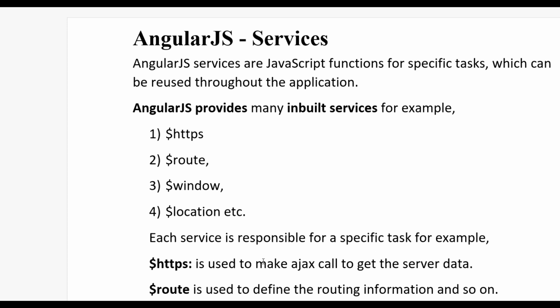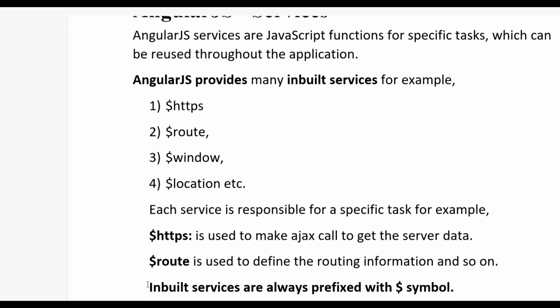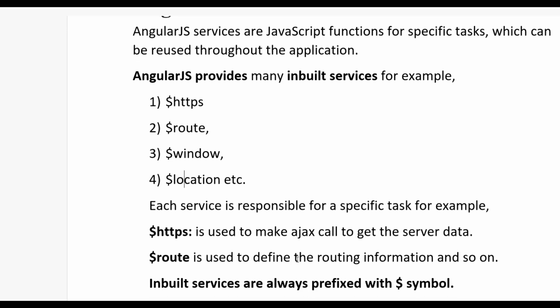For example, $http is used to make AJAX calls to get the service data. $route is used to define the routing information and so on. Inbuilt services are always prefixed with a dollar symbol in AngularJS.